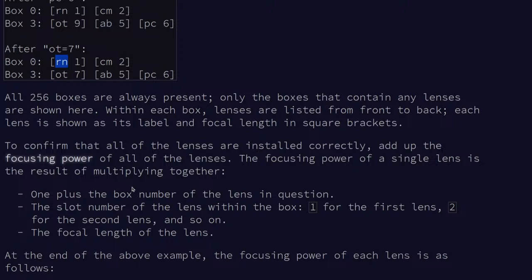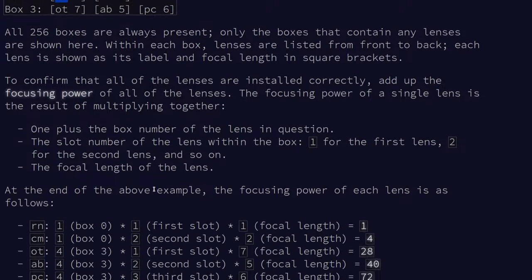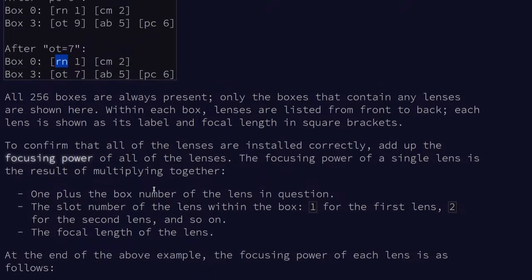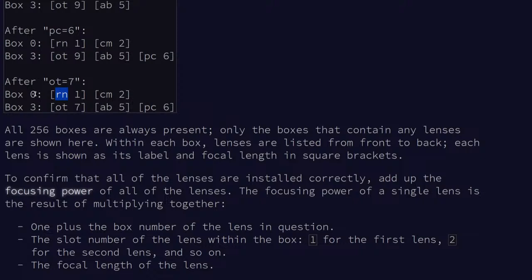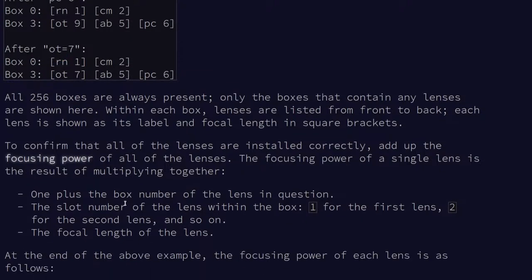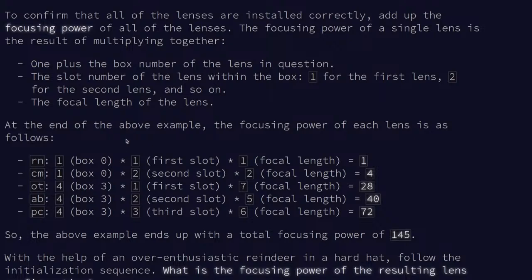They try to unnecessarily make this complicated. Focusing on box times position, 1 times 1. We just multiply the 1-based box index with the 1-based index of this item in this list and the value, and sum them up.